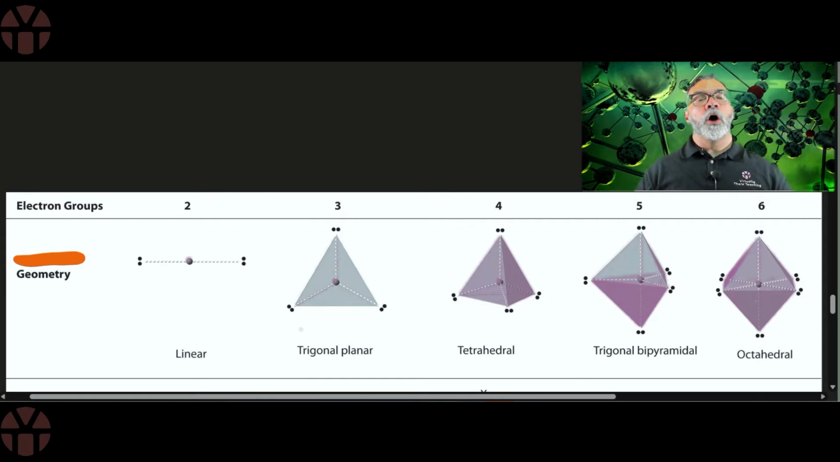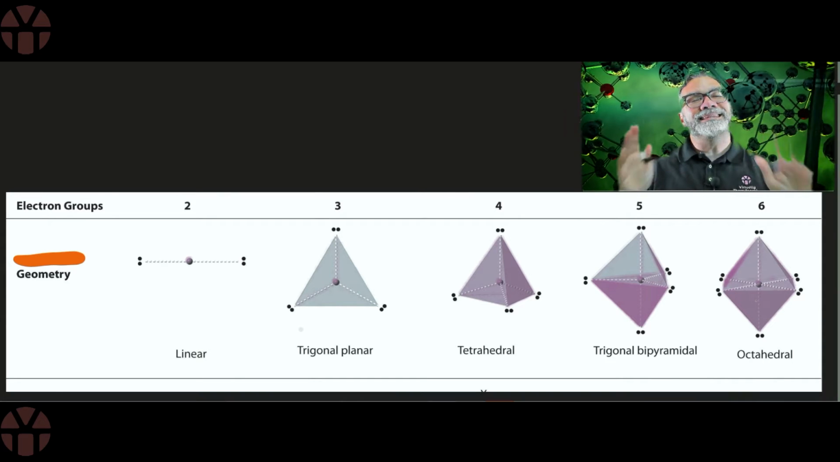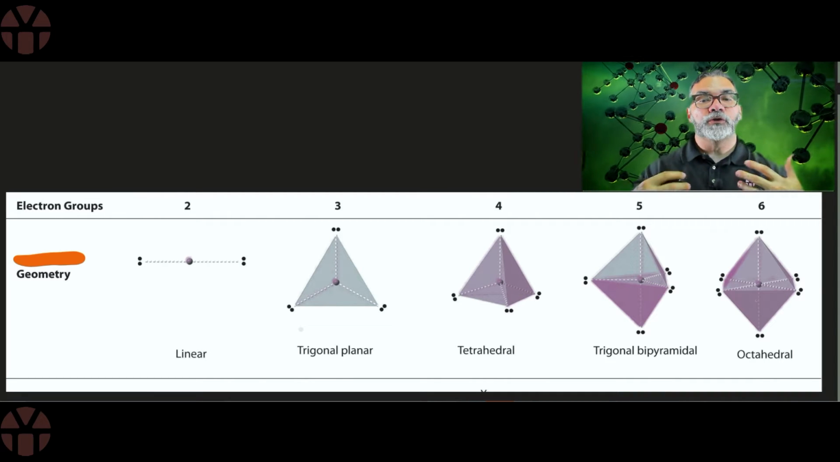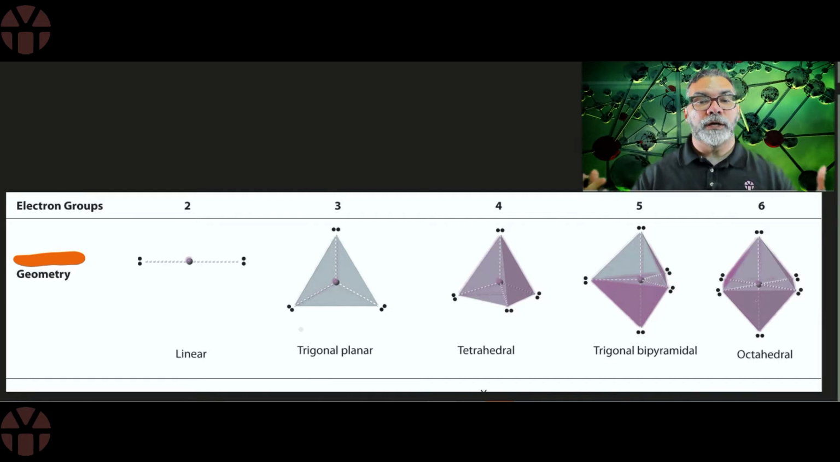Okay, now, why are all of these electron geometries important? Because the entire time, what the electrons, as we said earlier, are trying to do is get as far apart from one another as possible.